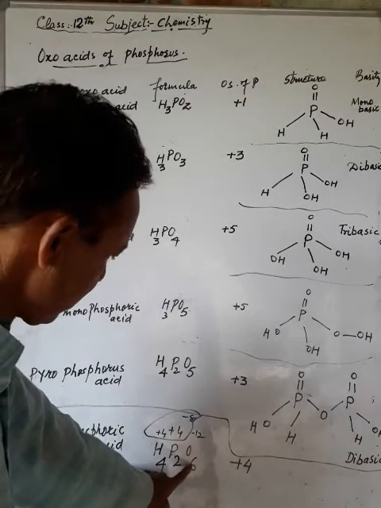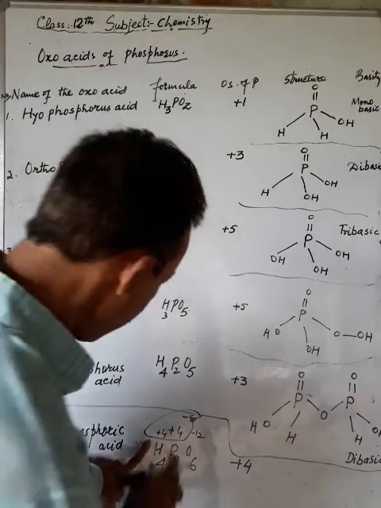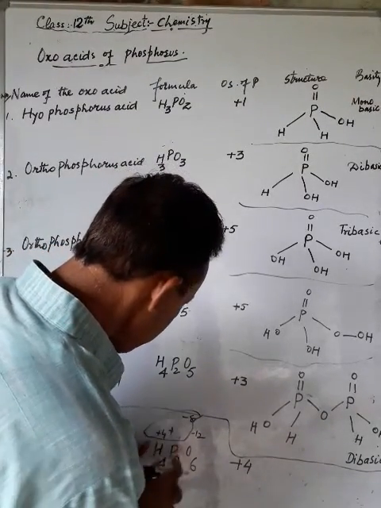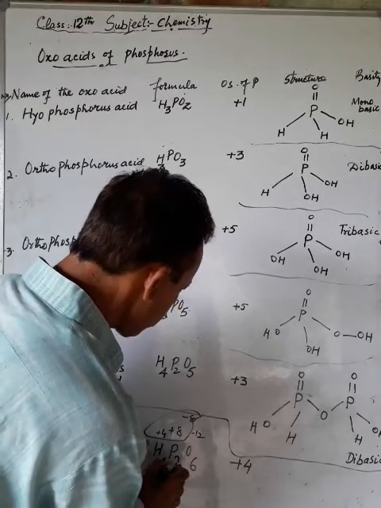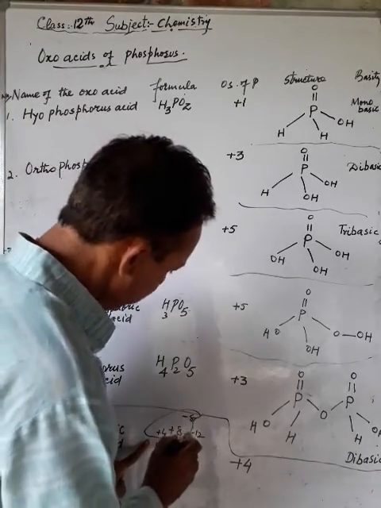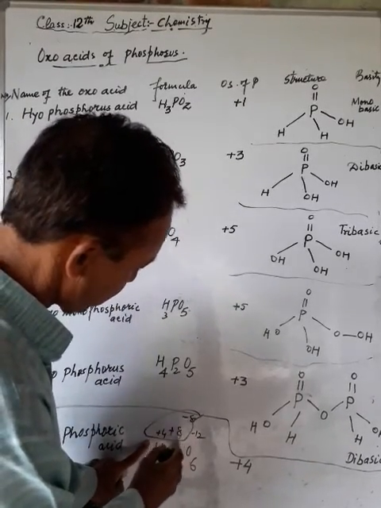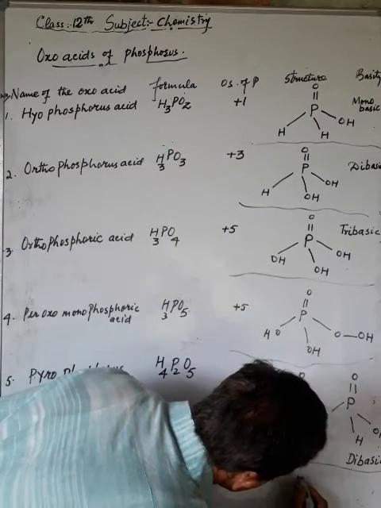Again, this is -12 and +4, and this is +8 in total for 2 phosphorus atoms, and for 1 phosphorus atom we write the oxidation state as 8 divided by 2, that is +4, and the structure is like this.